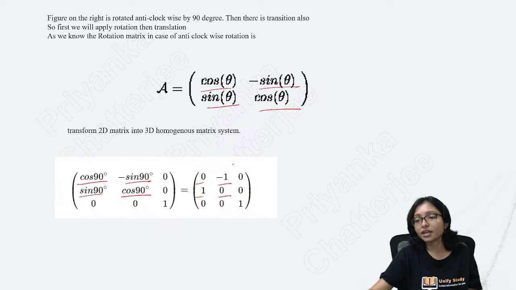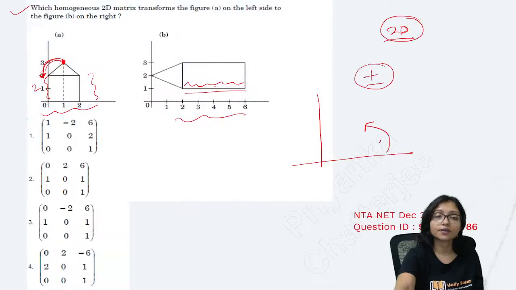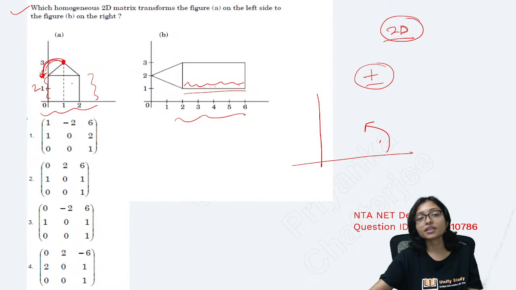Right? Next one is scaling. No, it is not scaling. It is translation. Scaling means everything should be changed. Here this is my shape. Scaling means this part will also be changed. This part does not change. Only this length is changed.